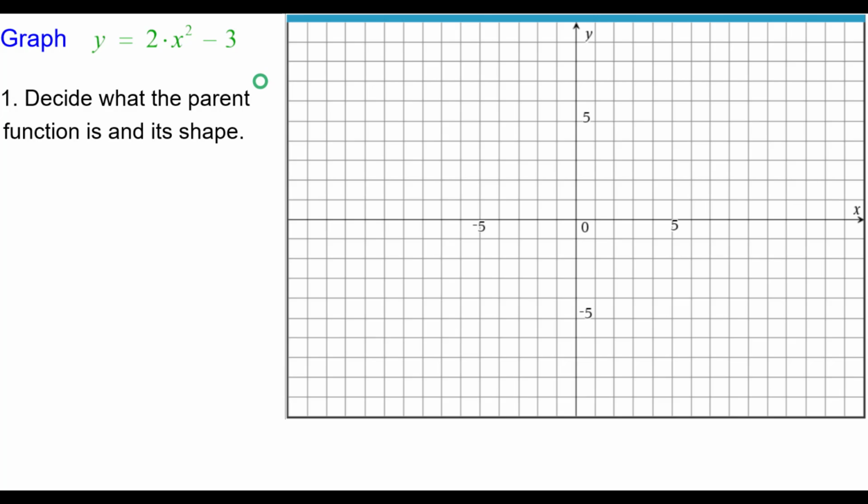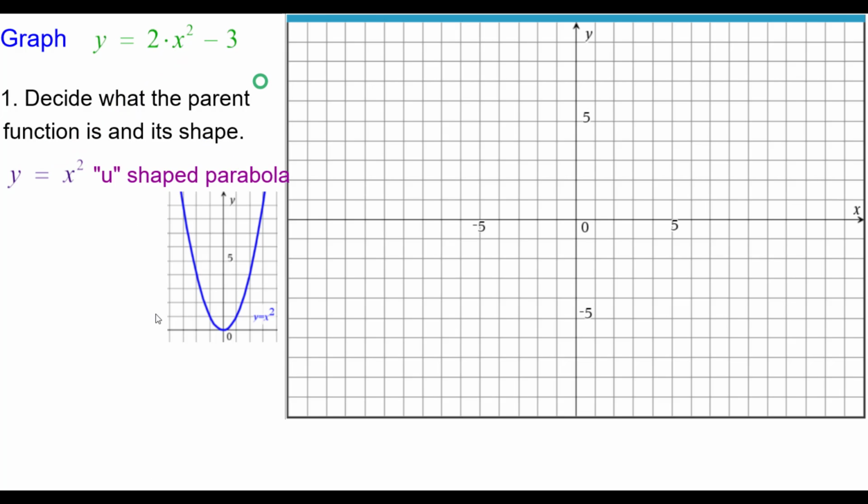We first need to decide what the parent function is and its shape. Parent function is y equals x squared, and the shape is a U-shaped parabola. Keep picturing this as the graph of our parent function while we're doing this.